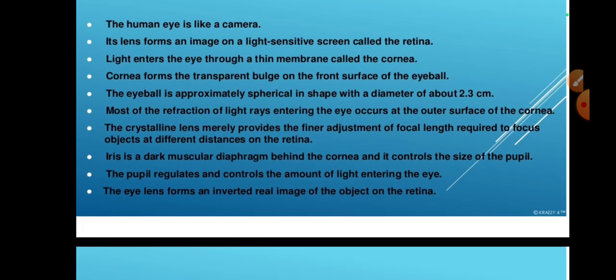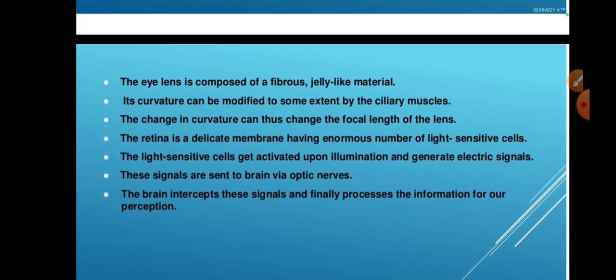The eye lens forms an inverted real image of the object on the retina. The eye lens is composed of a fibrous jelly-like structure. Its curvature can be modified to some extent by ciliary muscles. To change the curvature is thus to change the focal length of the lens. The retina is a delicate membrane having an enormous number of light-sensitive cells. Those are called cones. And what other structures are there? Those are called rods.